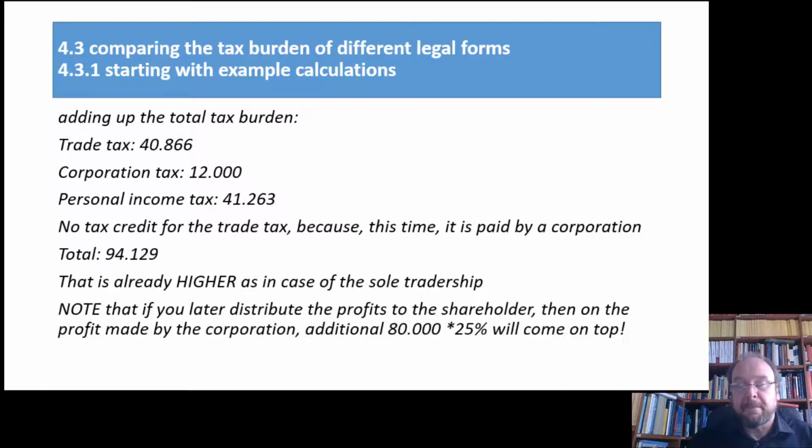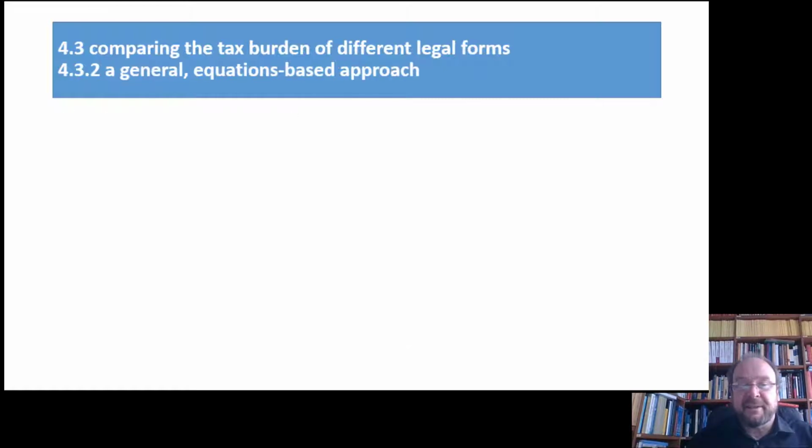So if you later distribute the profits, the 80,000 to the shareholder, then a quarter, that is 20,000, will still come on top. So in that particular case, the recommendation would be clear: do not choose a GmbH.